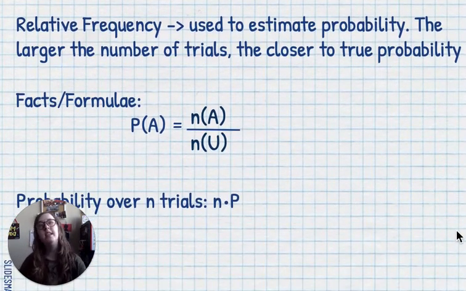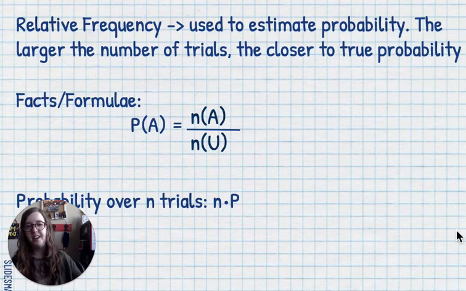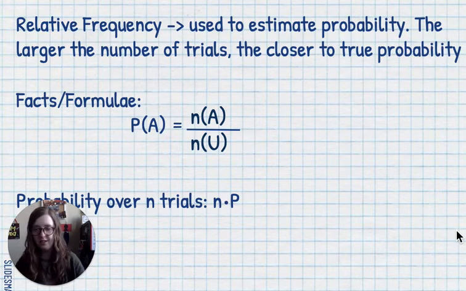Relative frequency, we're going to talk about this a little bit more, especially at the end of the lesson. It's used to estimate probability. So the larger the number of trials, the closer to the actual probability that we're going to have. So here in a little bit, we're going to see a frequency table, and then we're going to calculate relative frequency from that. And then we'll be able to find probabilities of different events.